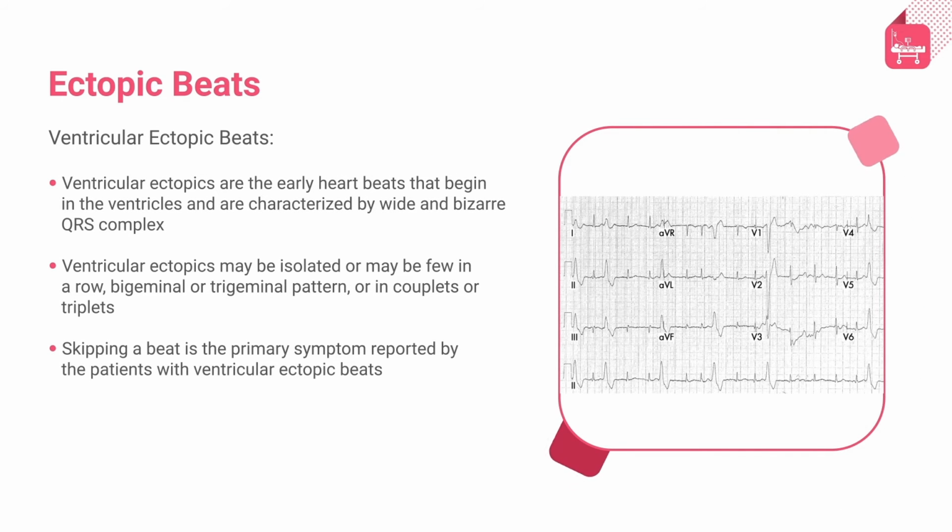Let us understand a little about ventricular ectopic beats. Ventricular ectopics are early heartbeats that begin in the ventricles and are characterized by a wide and bizarre QRS complex. Ventricular ectopics may be isolated or may be a few in a row, in a bigeminal or trigeminal pattern, or in couplets or triplets. If more than 6 ventricular ectopics are present in a row, it indicates ventricular tachycardia. The primary symptom reported by patients with single ventricular ectopic beats is skipping a beat.